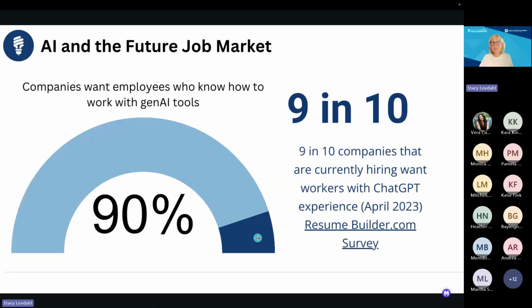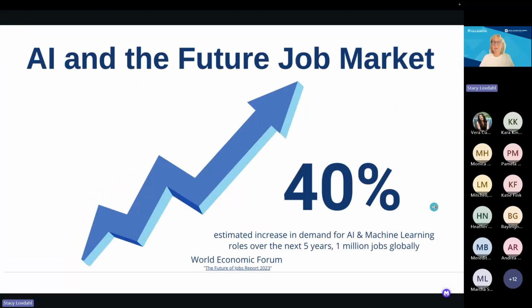And that brings us to just the things that we know are going on in the workforce. And we've seen a lot of these things online. This survey is from 2023 from Resume Builder, where AI skills in the job market are highly in demand. We've seen a huge increase in the demand for AI in the future job market.